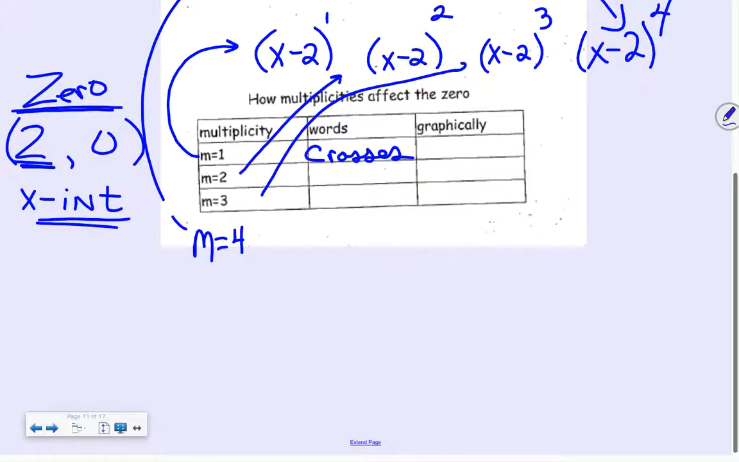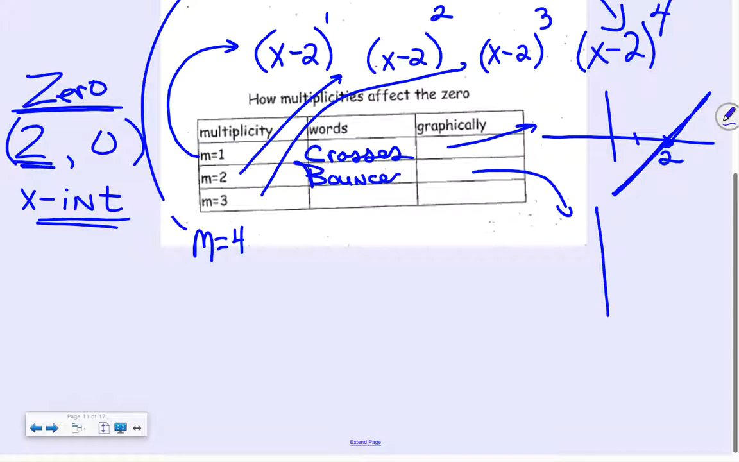So let's make a picture of this. Graphically, what does this mean? It means this. At 2, your graph will come through, hit your 0, and continue on. So that is what multiplicity of 1 looks like. Okay? But if it's multiplicity of 2, it's going to do this. It's going to bounce. What does that mean?